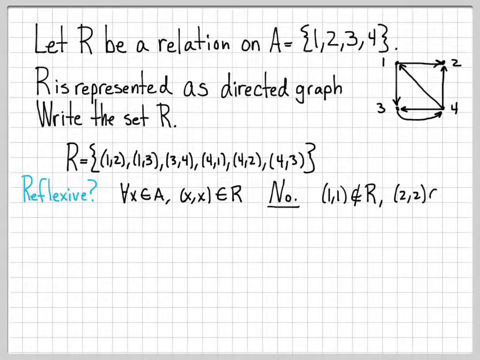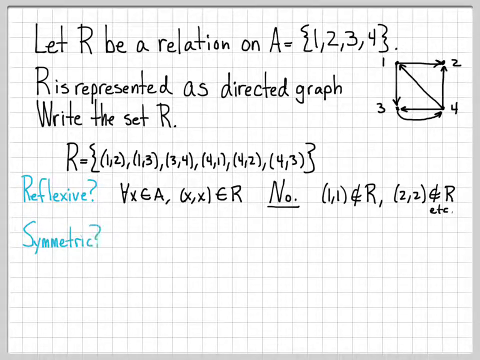We could have just as easily written down 2, 2. We need 2, 2 to be in R if R is going to be reflexive. So it also fails because of that point. 3, 3 is not an element. 4, 4 is not an element. So there are actually lots of elements that make this relation not reflexive.